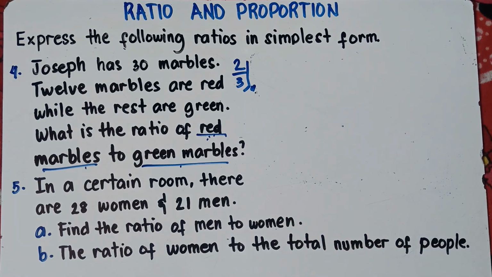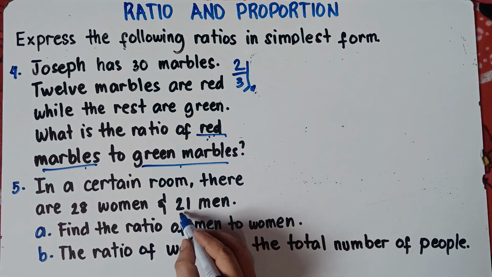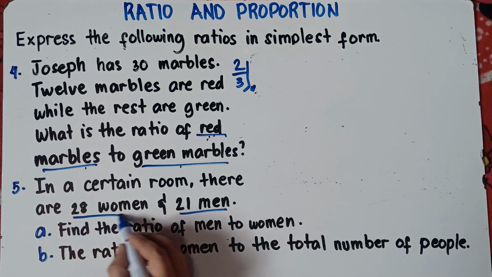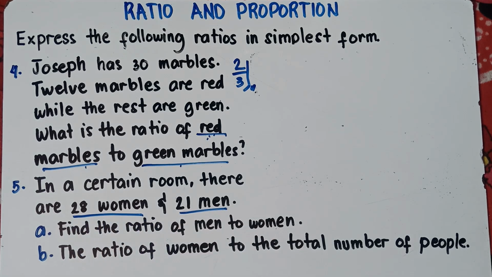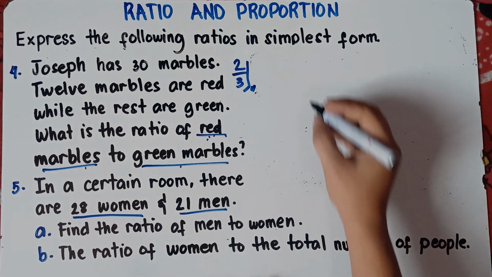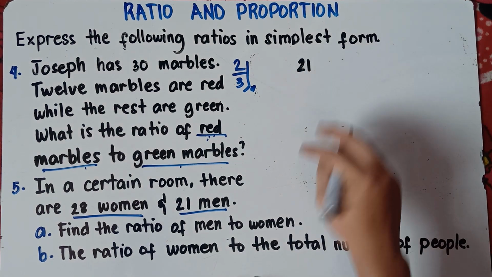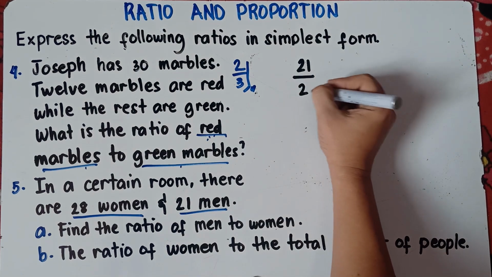So number 5, letter A. You're told to find the ratio of men to women. Once again, we have 21 men and 28 women. Always be careful with this one, class. It says men to women. Therefore, men comes first before the women. So it should be 21 for men, and women, that would be 28.